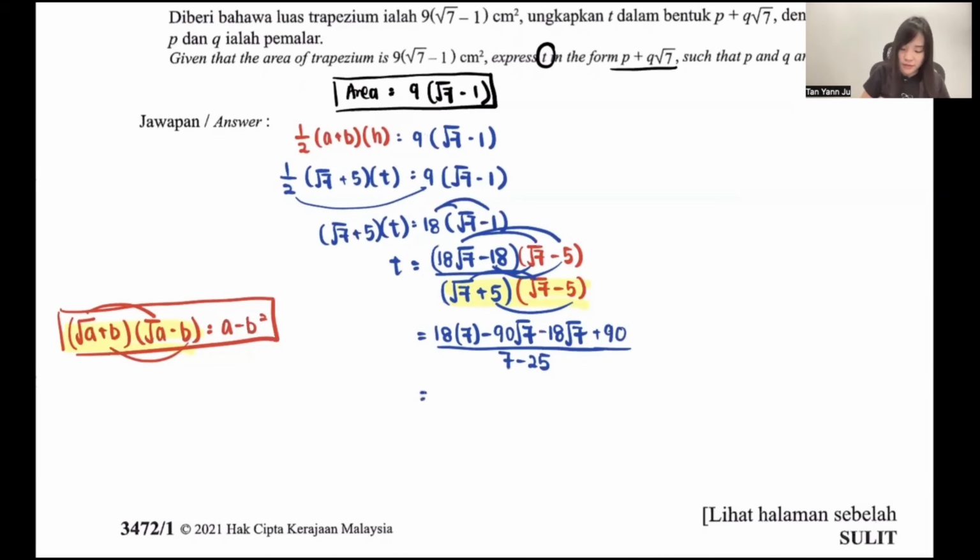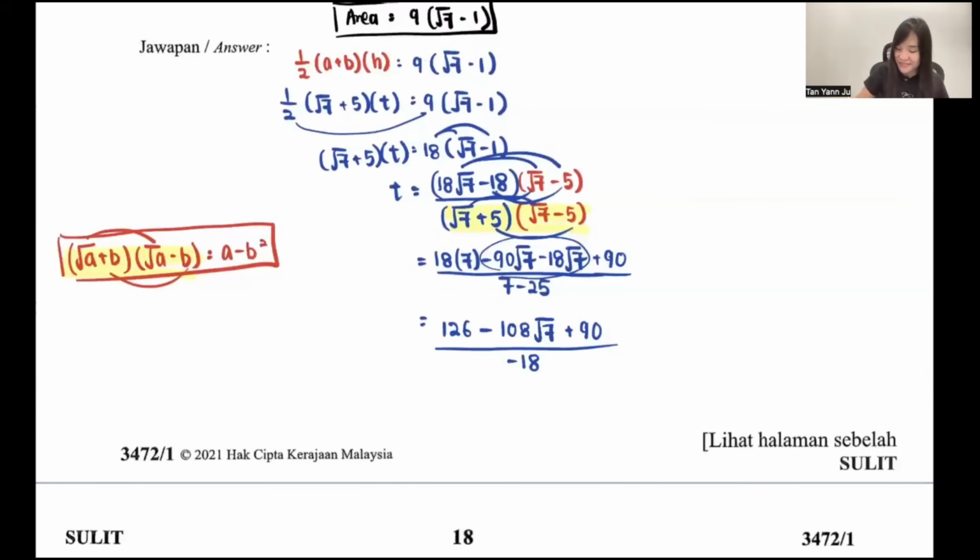So 18 times 7, I get 126. Minus, these two can combine. Negative 90 minus 18, negative 108√7 plus 90, over negative 18. Just now shouldn't times the 18 in there, can cut. Never mind. 126 plus 90, I get 216 minus 108√7 divided by negative 18. I think all of them can try to divide by negative 18. 216 divided by negative 18. Can. Negative 108 divided by negative 18. Can. Isn't it just like that?